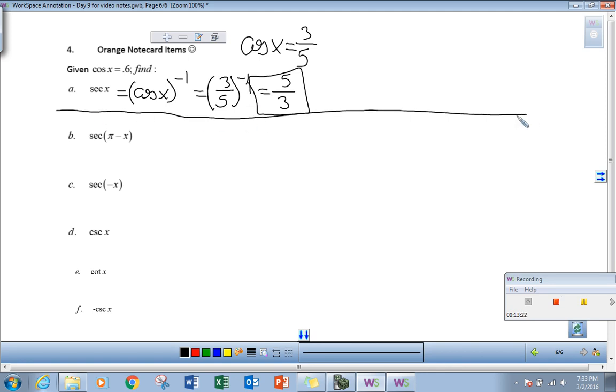Here goes my part B. I would like to figure out the secant of pi minus x. Here goes my thinking. I'm going to think of this as the cosine of pi minus x.